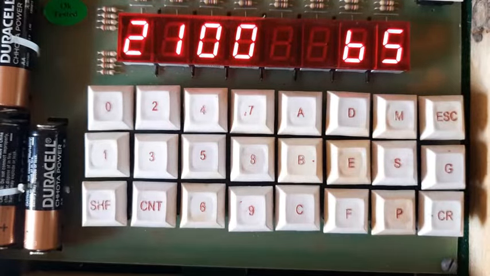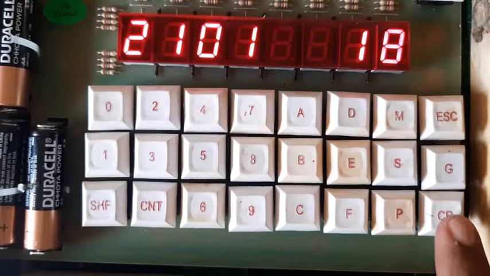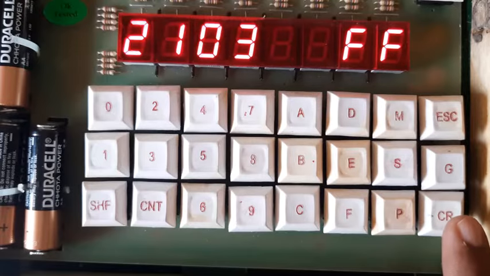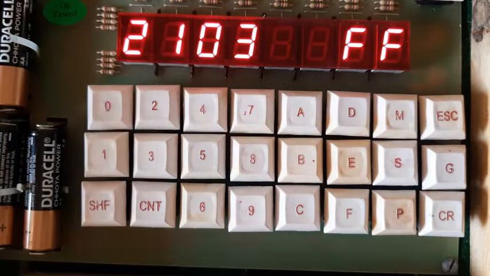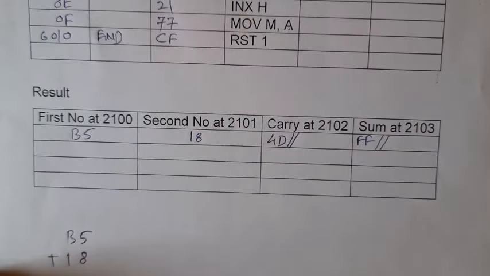At 2100 there was BF, and the operand will obviously not be changed. There was 18, yes, it was there as it is. But now you will observe that there is 4D and at 2103 there is FF. This indicates that either the result is the same, 4D FF, or there is no execution of the program. That means some error is there.